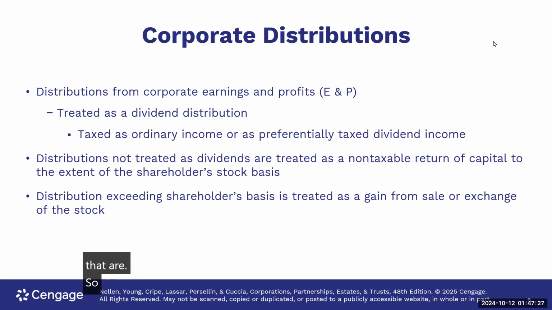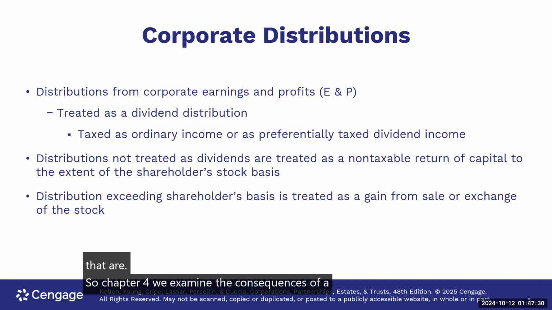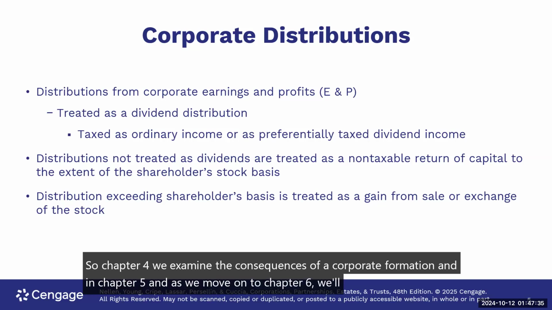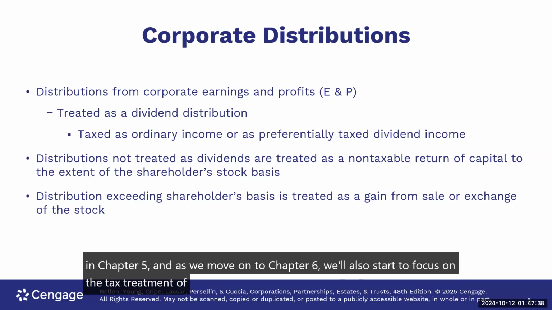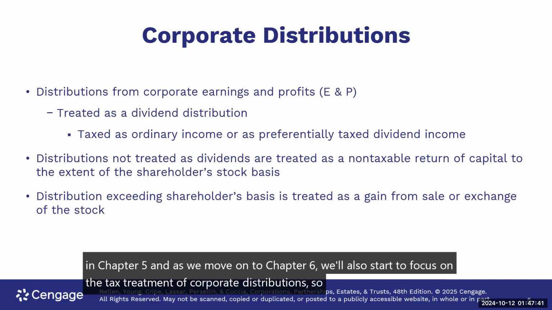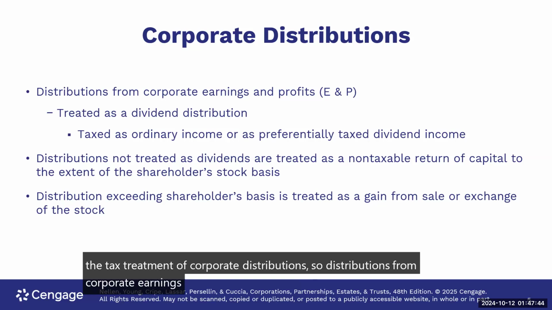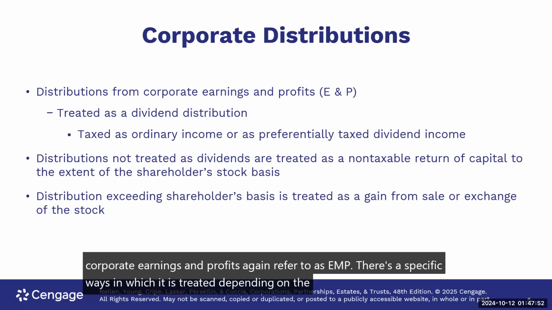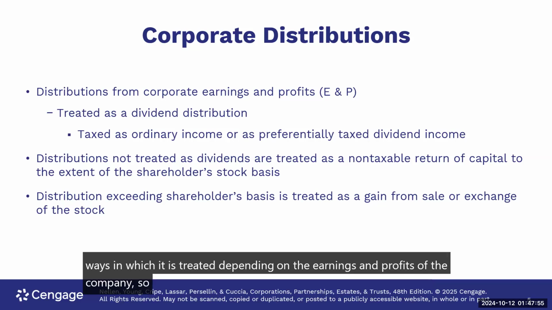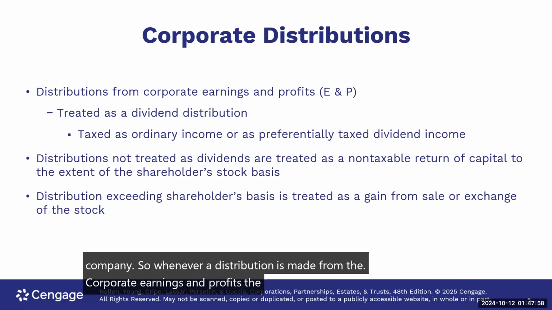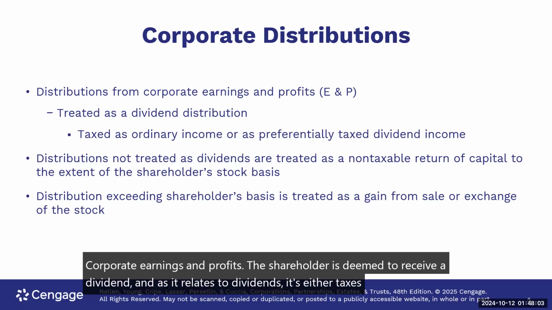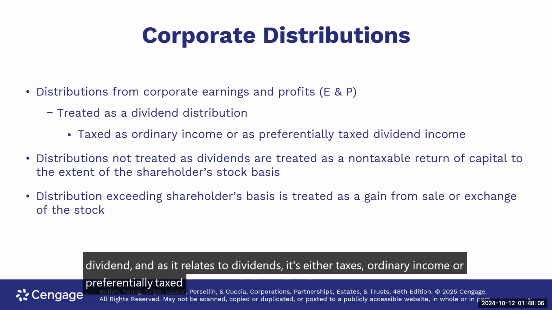In Chapter 4, we examined the consequences of a corporate formation. In Chapter 5, and as we move on to Chapter 6, we'll also start to focus on the tax treatment of corporate distributions. Distributions from corporate earnings and profits, again referred to as E&P, are treated in specific ways depending on the earnings and profits of the company. Whenever a distribution is made from the corporate earnings and profits, the shareholder is deemed to receive a dividend. And as it relates to dividends, it's either taxed as ordinary income or preferentially taxed as dividend income.